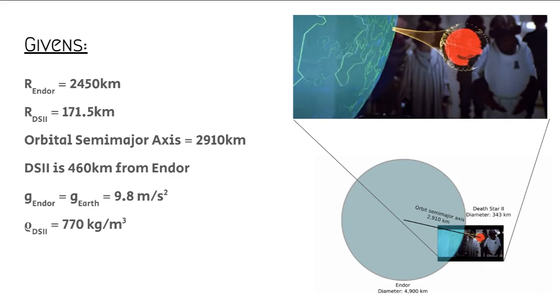We can figure out that the Death Star is 460 kilometers from the surface of Endor too. We'll also assume that Endor has a gravitational field strength of 9.8 meters per second squared, the same as Earth's, because people on Endor walk and behave the same as they would on Earth. Finally, we can assume that the density of the Death Star is 770 kilograms per cubic meter, the assumed density of an aircraft carrier.